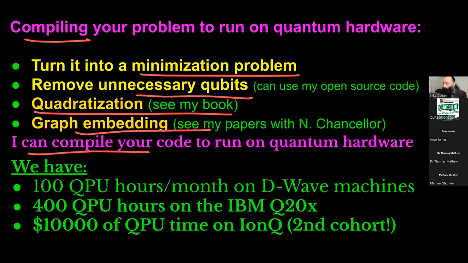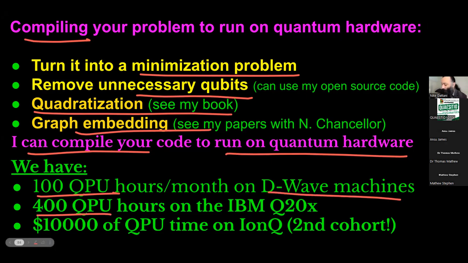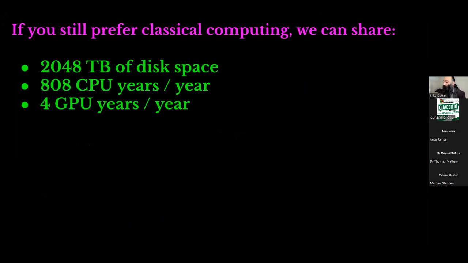And I can compile your code to run on quantum hardware if you don't want to do it. We have 100 QPU hours per month on the D-Wave machines, 400 QPU hours on the IBM Q20X, and $10,000 of QPU time available on the IonQ quantum hardware.